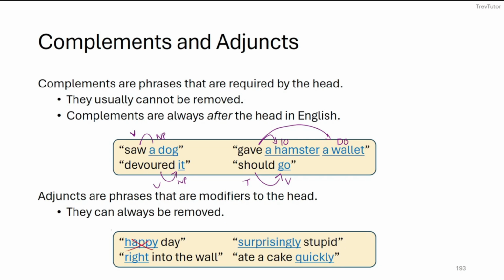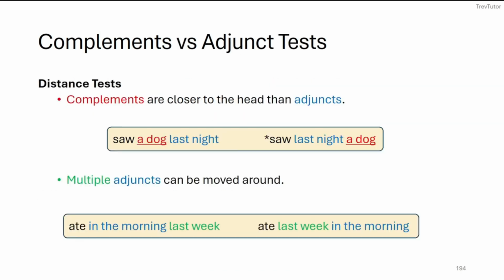We can just say day. It's still grammatical. Right into the wall. We can still just say into the wall. Surprisingly stupid. We could just say stupid. Ate a cake quickly. We could just say ate a cake. So these are optional. They modify other words, and that makes them adjuncts.